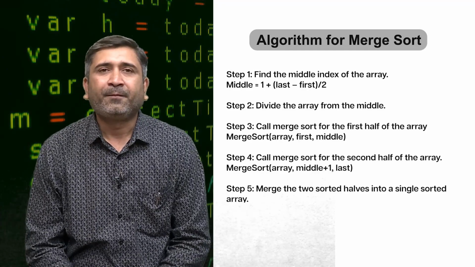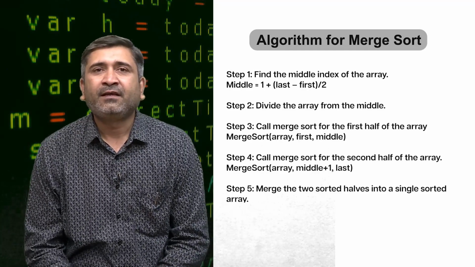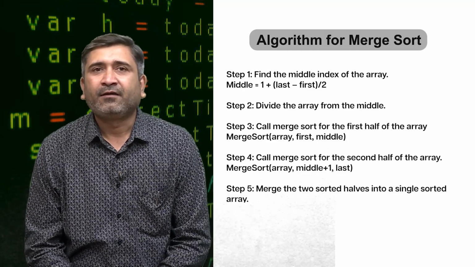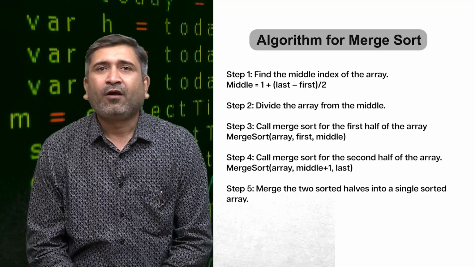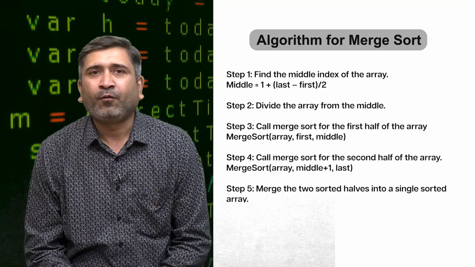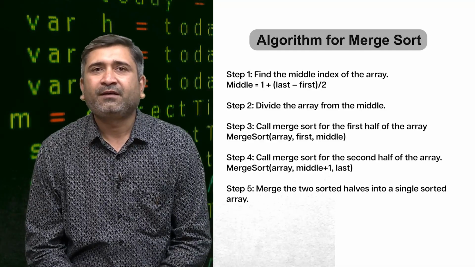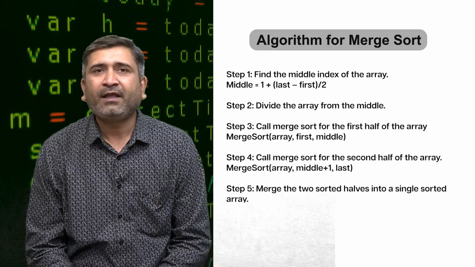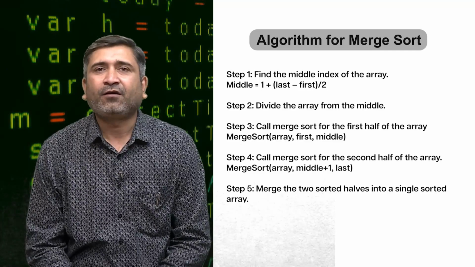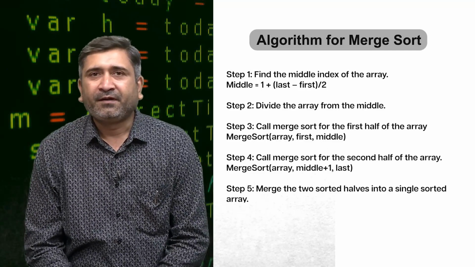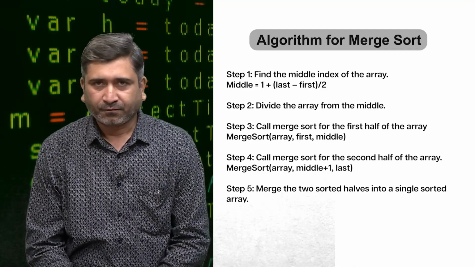or when we are writing a program. The first step is to find the middle index of the array. To find the middle index of an array, we use this formula: middle is equal to (first plus last) divided by 2. With the help of this, the middle index of the array is found. In the second step, divide the array at the middle.